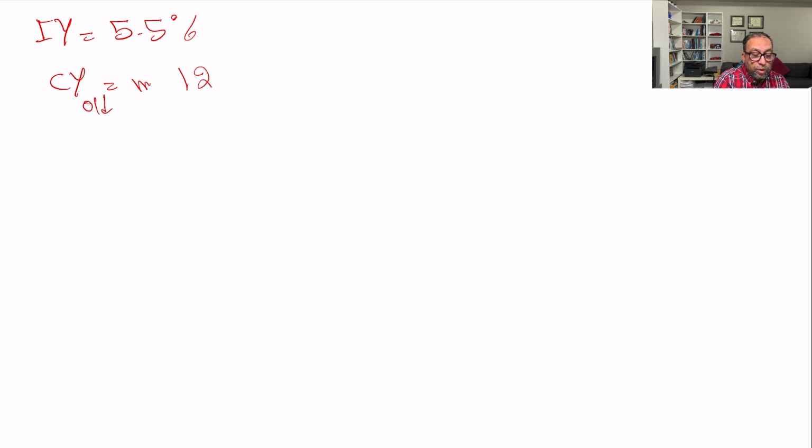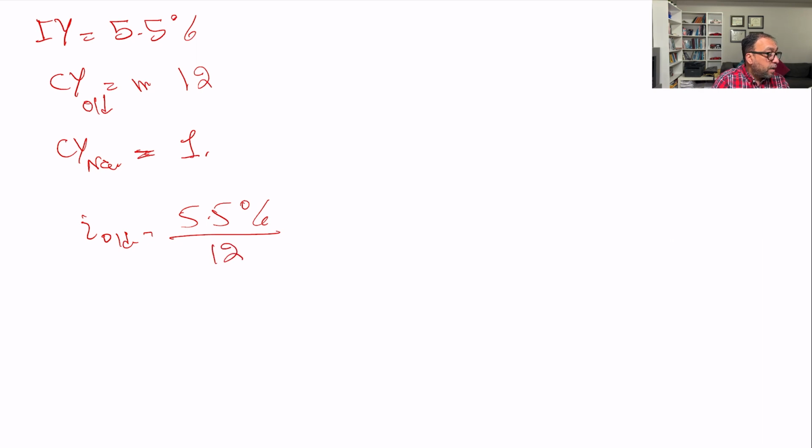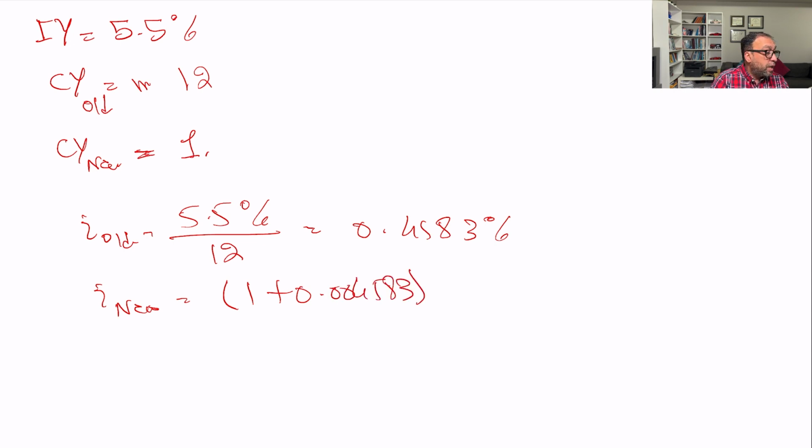Old, we call it as old. The CY new, we want to find out effective interest rate in terms of annual, right? So we write it here, I. So I old is going to be 5.5% divided by 12, right? So we get it like 0.4583%. And I new, the formula is saying 1 plus 0.004583 exponential 12 by 1 minus 1.